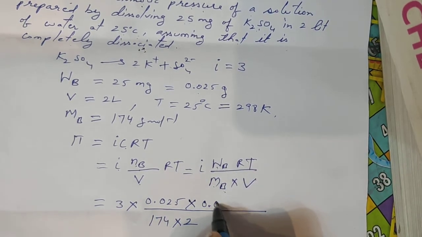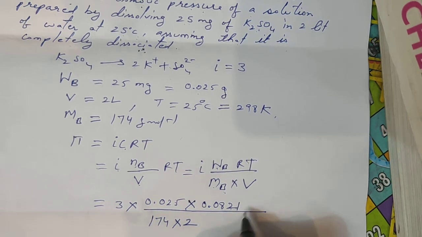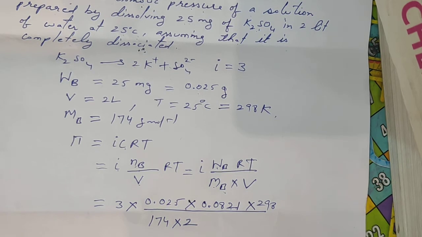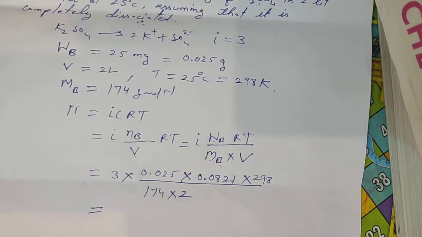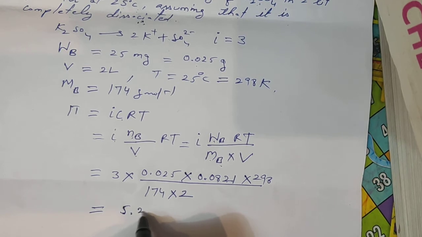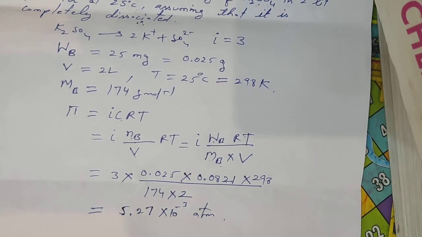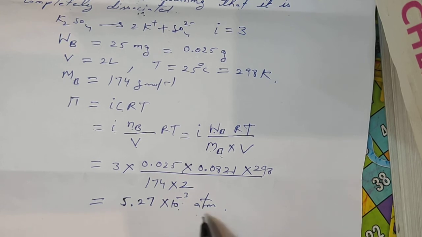Value of R is 0.082. Temperature is 298 Kelvin. So by solving this, we will get 5.27 into 10 raised to power minus 3 atmosphere.